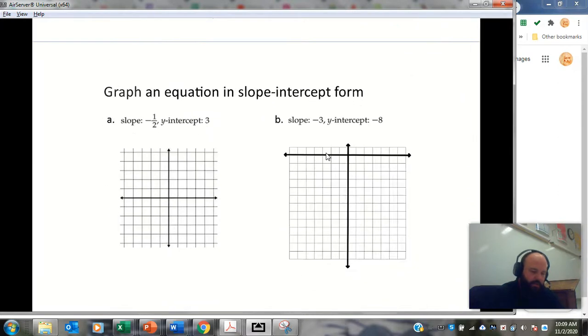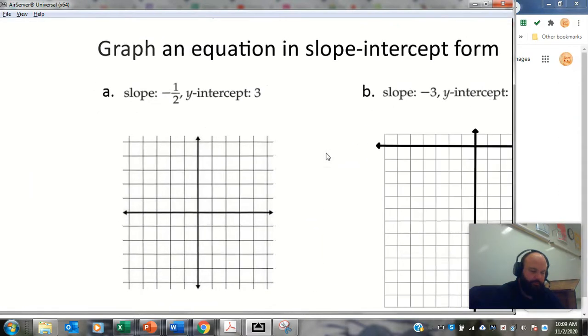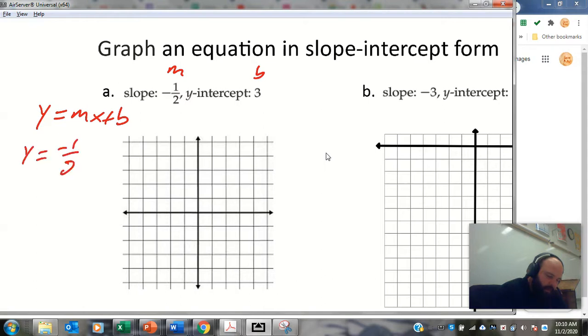Now I'm going to show you how to graph an equation in slope-intercept form. And it's really quite simple. The first thing you're going to do is write your equation. So we have y equals mx plus b. And we're going to put this in for m and this in for b. So I have y equals negative 1/2 x plus 3. There's my slope-intercept form of the equation.